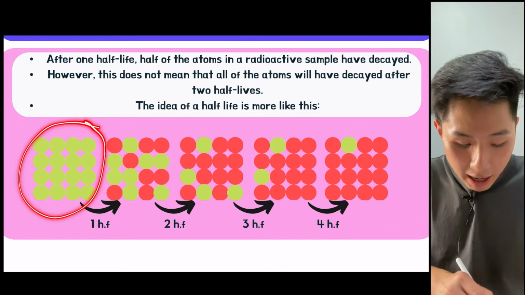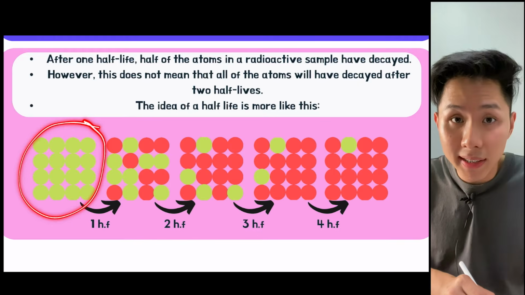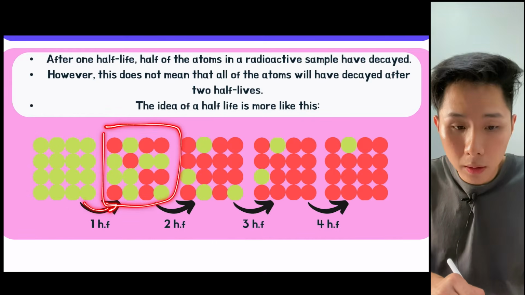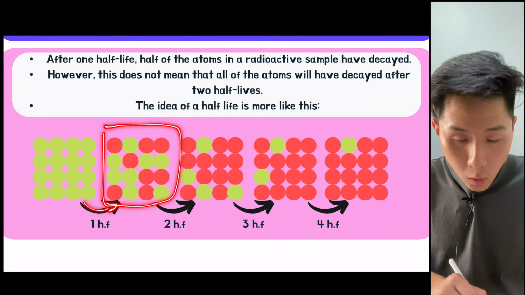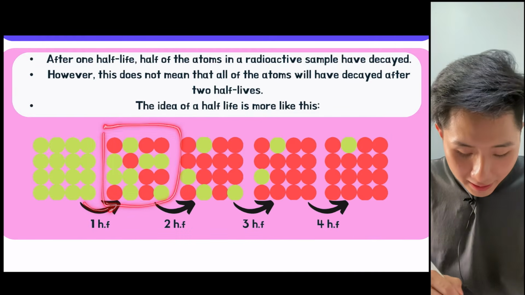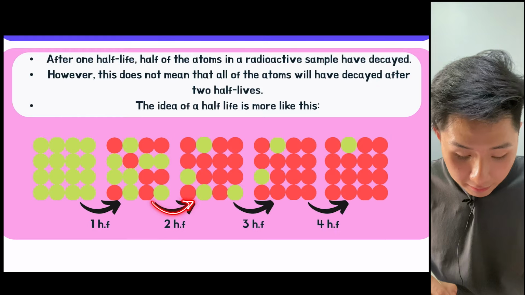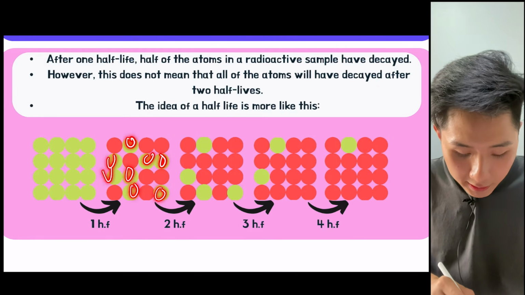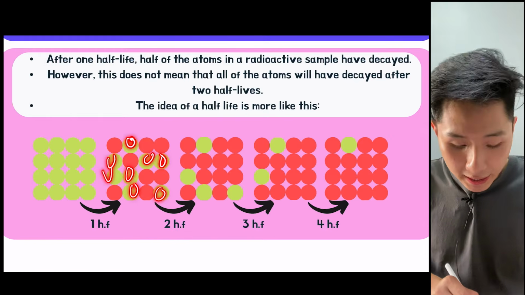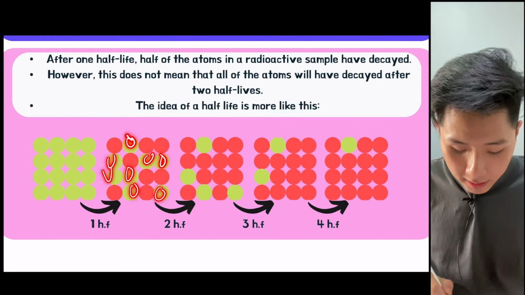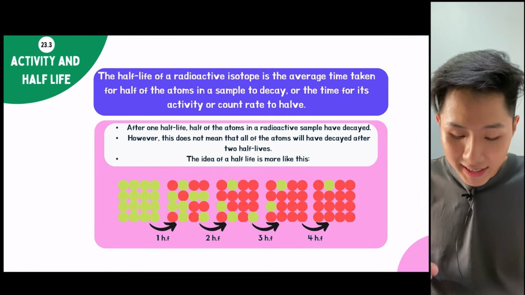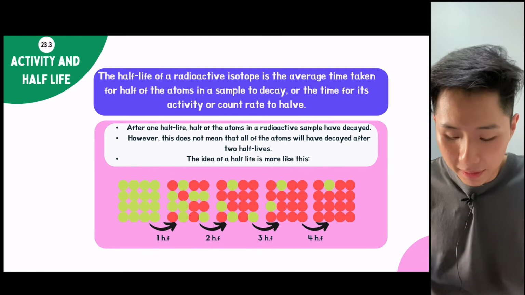Imagine you have 16 atoms. What half-life means is that after a particular half-life, half of these atoms, represented by the red color, will have decayed. And then on the next half-life, the remaining atoms, like 1, 2, 3, 4, 5, 6, 7, 8. So these are the remaining atoms. Half of these atoms will decay, so it will leave 4. And then after another half-life, you are left with 2, then 1. So that's more like the concept of half-life.